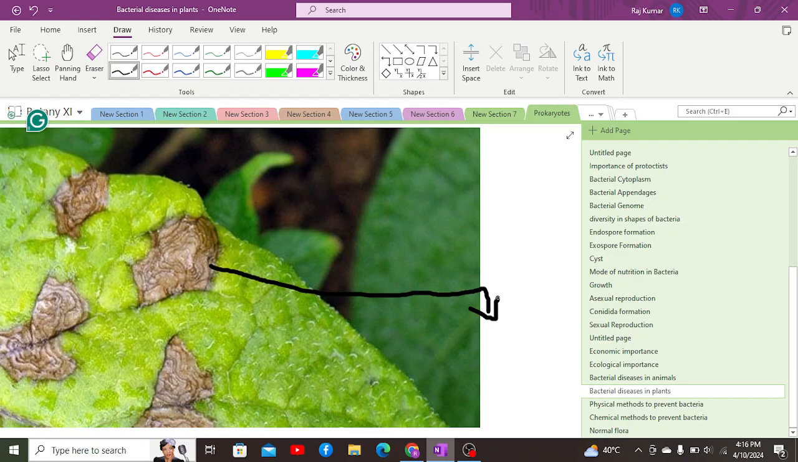And when it comes to the organism, it is Xanthomonas oryzae, which affects the rice, as well as Erwinia amylovora, which cause the blight disease.